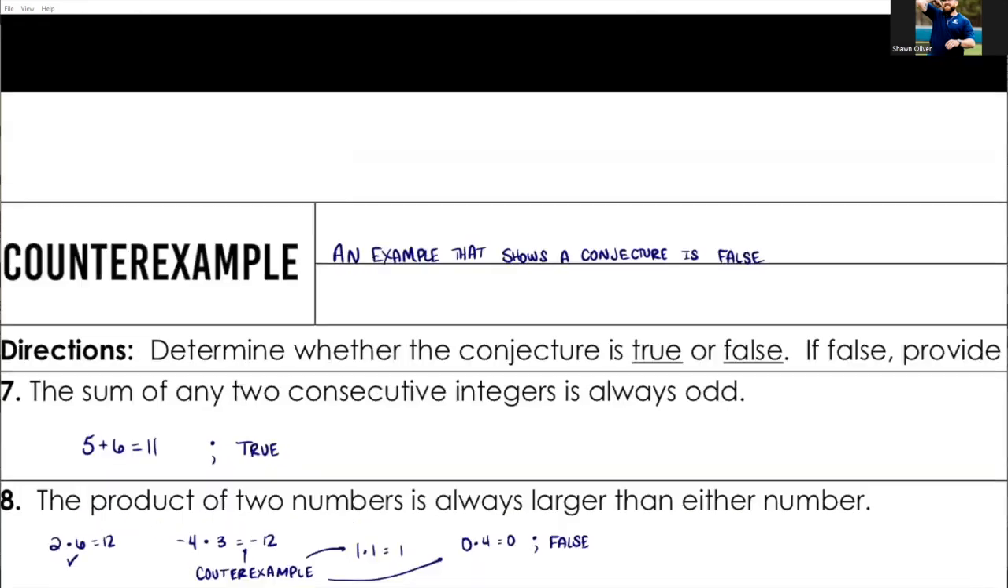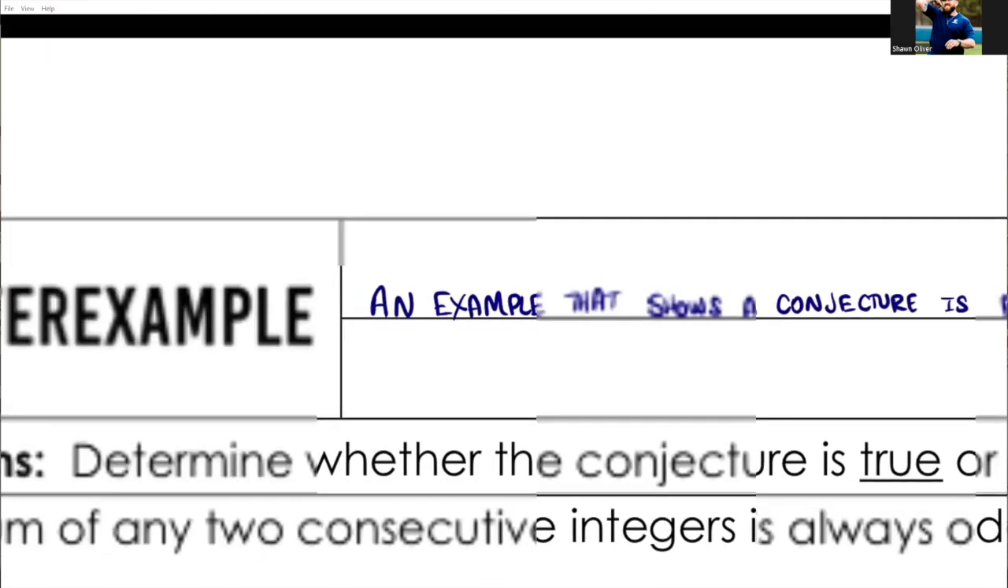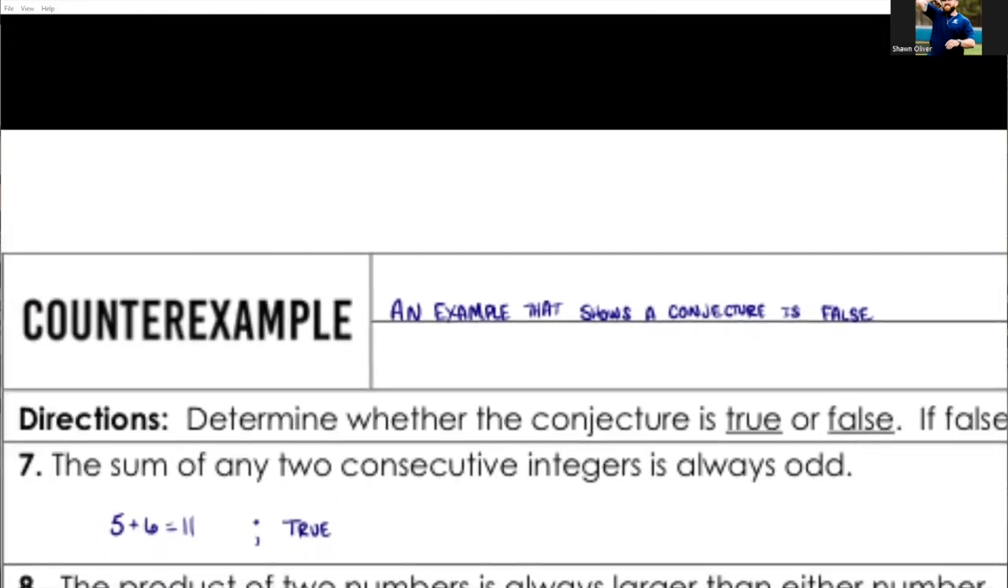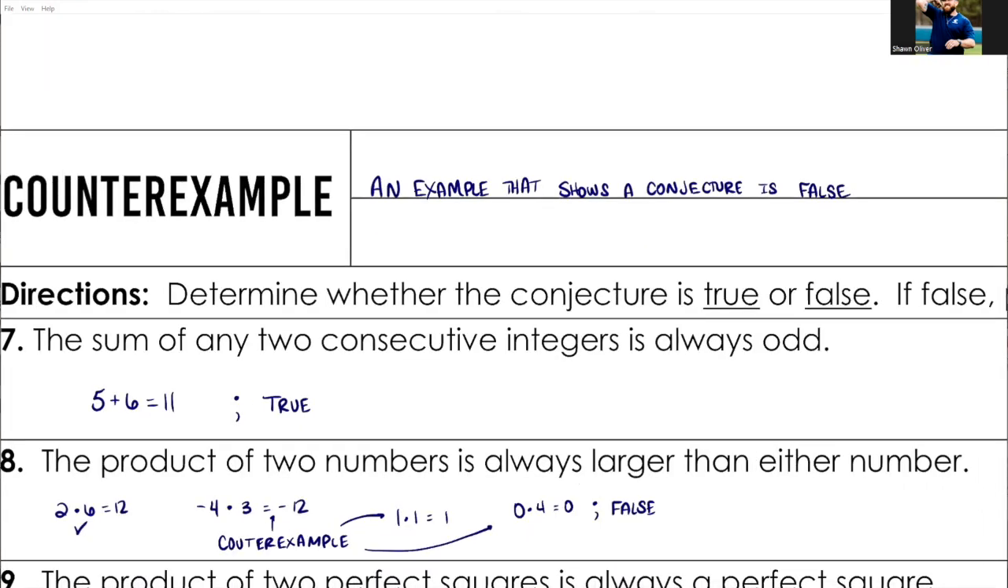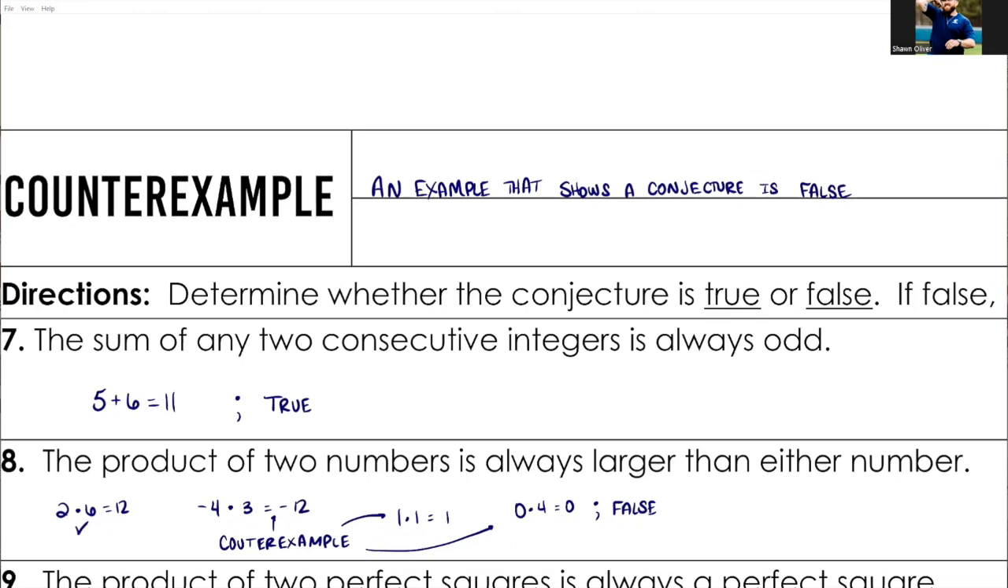All right. Our next thing is a counterexample. So basically, we make a conjecture based on what we see in the pattern. If our conjecture can be proven false, it is proven false using a counterexample. All we need is one counterexample to prove something false. If it's false, you only got to prove it false one time. You don't got to keep going.